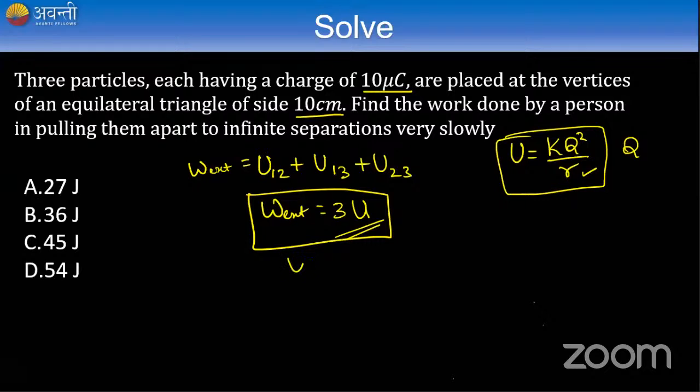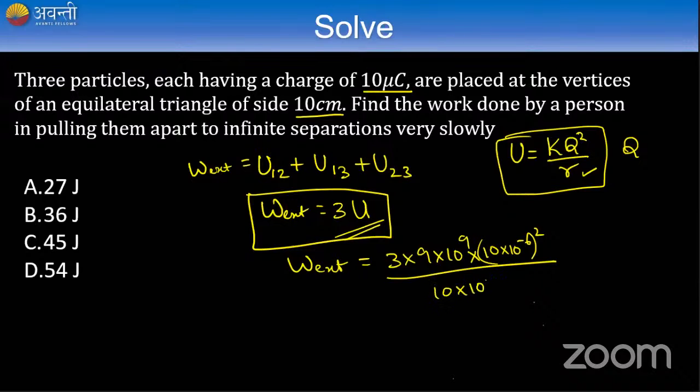Yes. Then find W external. Yes, Hima, correct. So 3 into 9 into 10 power 9. I'm directly substituting everything. 3 into 9 into 10 power 9 into what is Q? 10 into 10 power minus 6 whole square, divided by 10 into 10 power minus 2. Simplify this, guys. You'll get the answer. So 3 9s are 27. So you got the magnitude. 27 into, again, everything else is simplification. So 10 power 9 into 100 into 10 power minus 12 is 10 power 10.